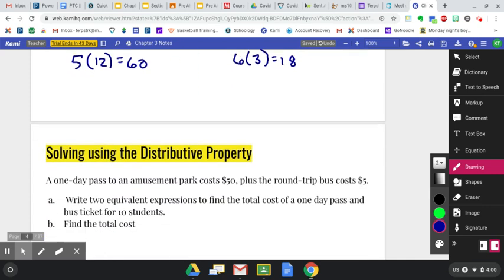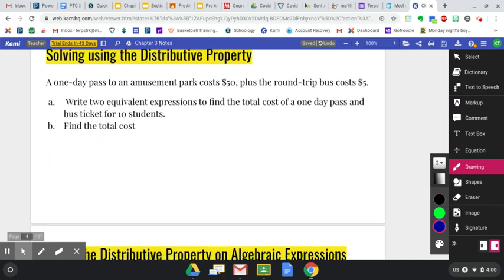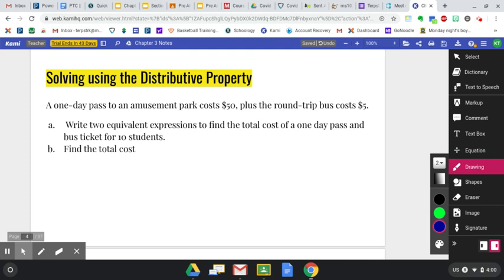All right, let's look at that with a word problem here. It says a one-day pass to an amusement park costs $50, plus the round trip bus ticket costs $5. It says write two equivalent expressions to find the total cost of a one-day pass and a bus ticket for 10 students. So I could take the 10 students times the 50 plus the 5, right?